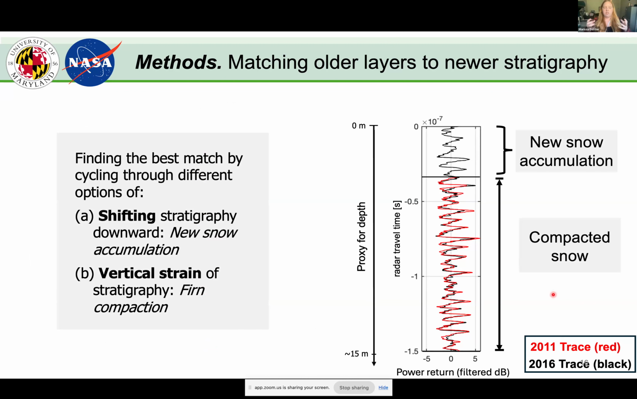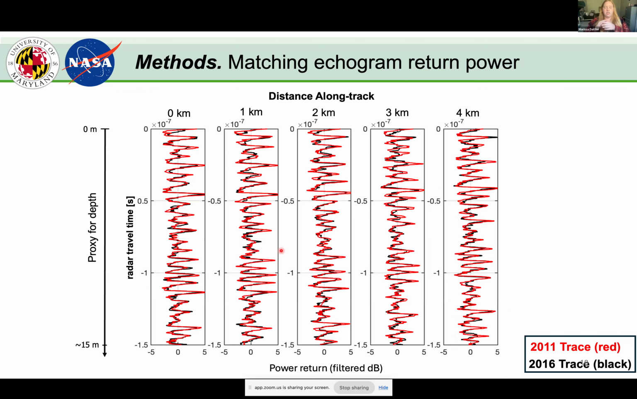So essentially we shifted the stratigraphy downward to get new snow accumulation, and at the same time we tried vertically straining it to get firn compaction as well. And so if we fixate just on here where the layers overlap each other, we plot that up along a 5-kilometer segment, we can see that we're actually able to plot this not just in one spot, but multiple spots along track. We can see that we're able to line up these traces and get an accumulation rate and compaction rate.